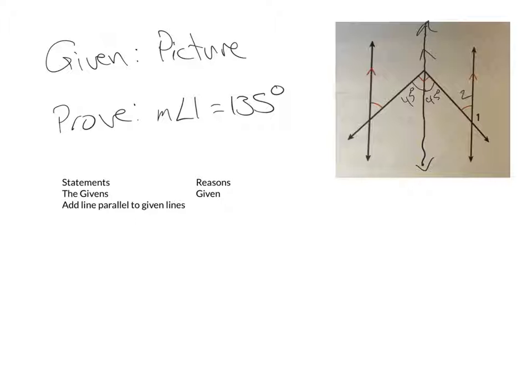All right, now I'm going to say some things about these angles. I'm going to say that angle 1 and 2 are supplementary, and that's because of the linear pair theorem, right? And then I'm going to say that, let's label a few other angles here. We're going to call this angle 3.